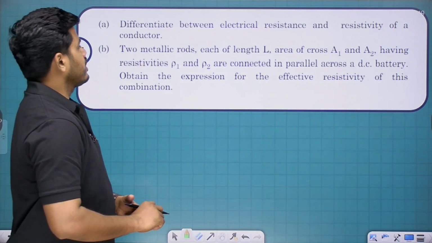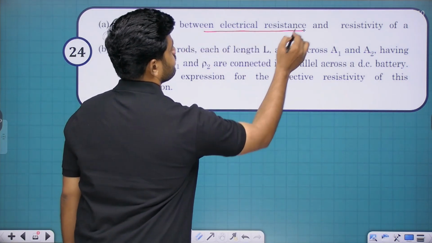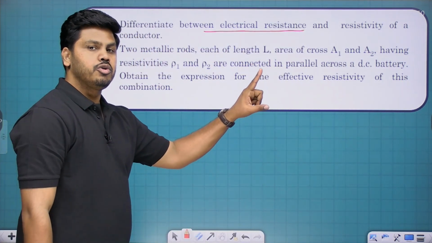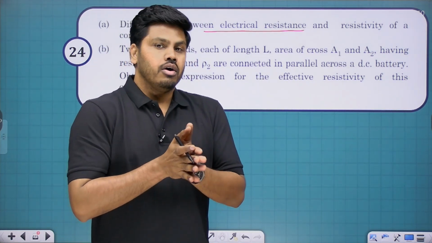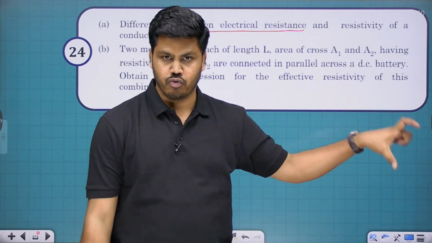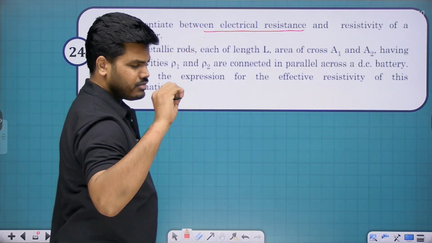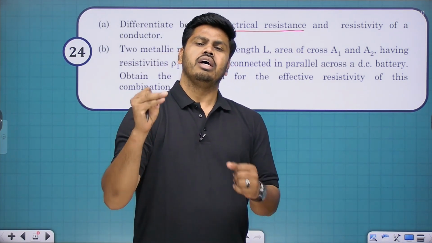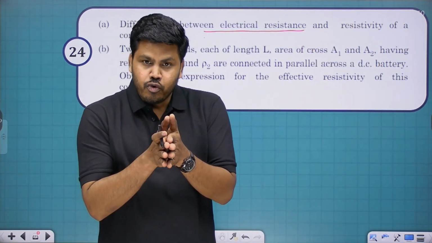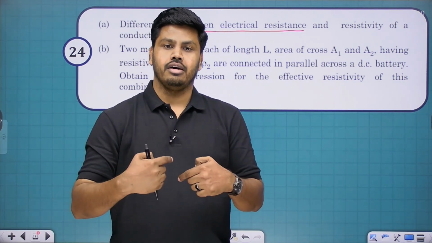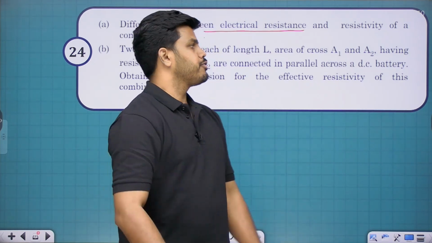Differentiate between electrical resistance and resistivity of a conductor. See, we know what is resistance. Resistance is the opposition to the flow of electric current offered by a conductor. It depends on length of the conductor, area of the cross section, nature of the material, and temperature. Resistivity is the resistance of a conductor of unit length and unit cross sectional area. That depends only on the nature of the material and temperature. Okay, those are the differences.